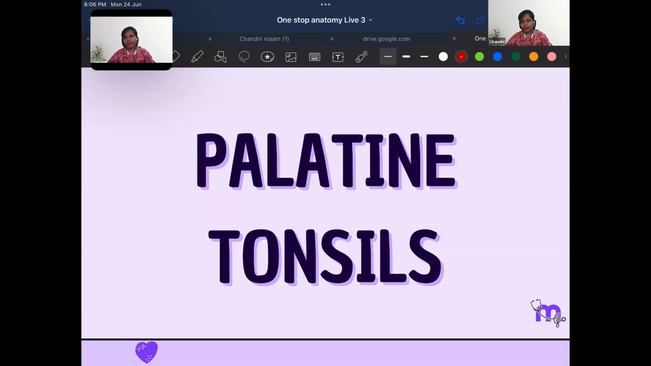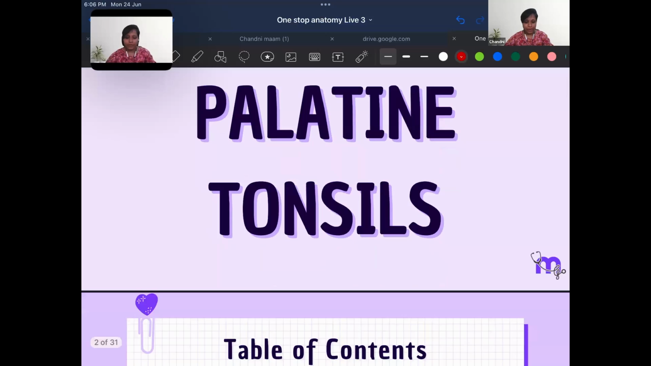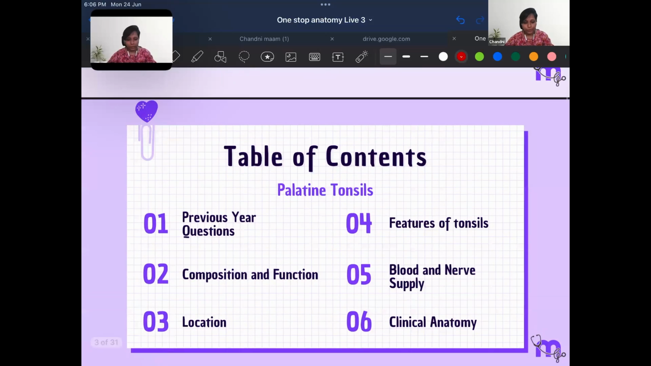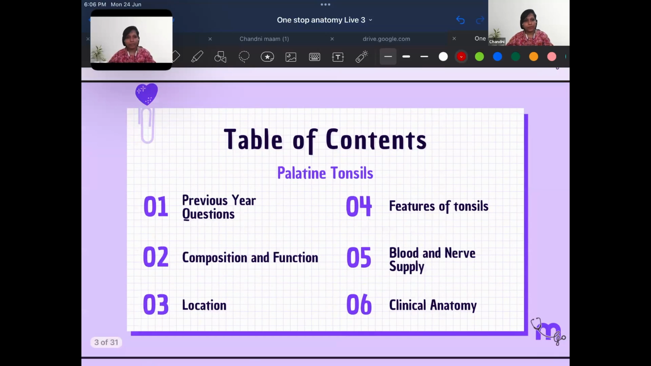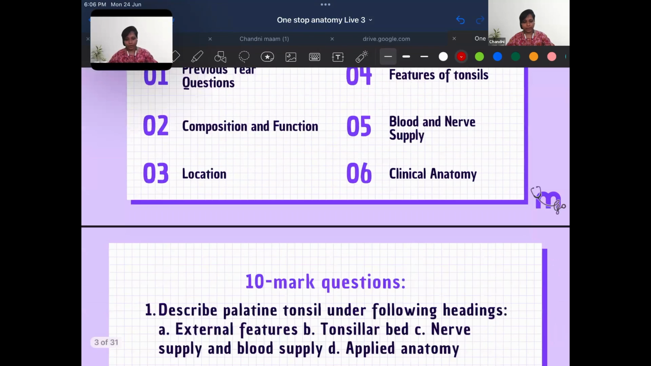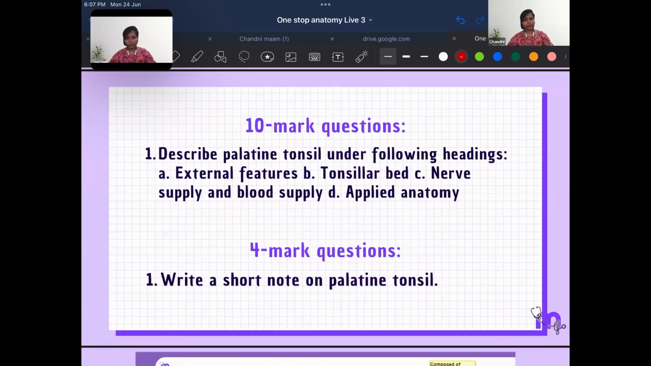Okay, so today's topic is palatine tonsils. First we will talk about what we're going to do today: previous years' questions. Most of you are students, so I do understand that question papers and exams are definitely the priority, right? So we will look at previous years' questions first and then discuss that. This is usually how it comes.